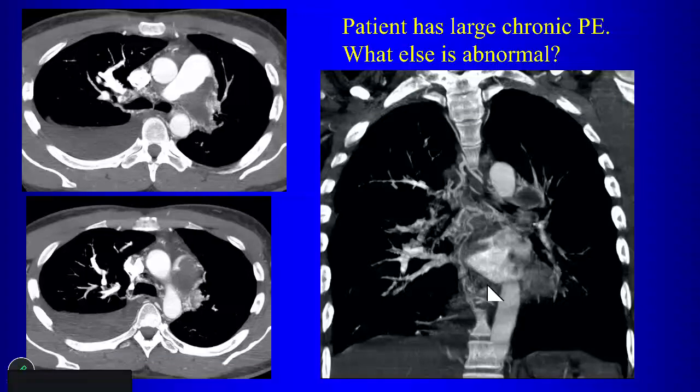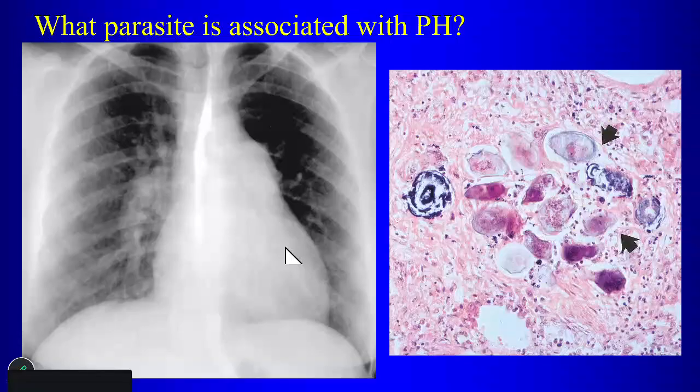What are all these? Collaterals. What vessels are these? Those are bronchial arteries. So with chronic thromboembolic disease, you can also develop collateralization as bronchial arteries. You'll get these tortuous dilated bronchial arteries as they try to provide blood flow to the lungs. Okay, so dilated bronchial arteries can be associated with chronic thromboembolic disease.